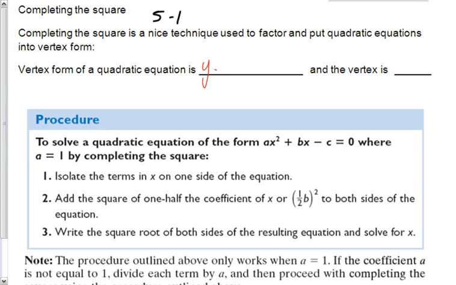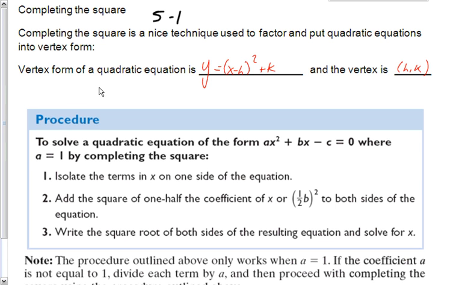Vertex form for me is y equals (x minus h) squared plus k, where the vertex is (h, k). You should remember that these are like the shifts. This is telling it to move right or left. Remember, negative is to the right, positive is to the left, and k is up or down. That's why it's a little backwards there.